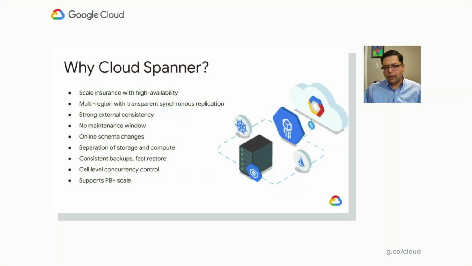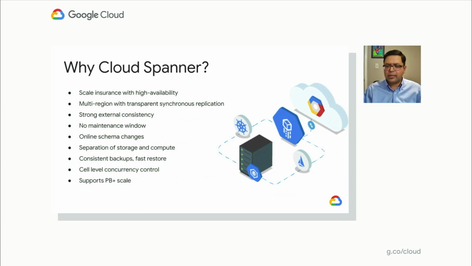So now, naturally, a question needs to be asked: Why Cloud Spanner? What is it so different in comparison to a relational database? First and foremost, as I already talked about earlier, it's scale and the scale insurance which customers get out of Spanner with high availability. In terms of scale, there is literally no limit, and you can start small and seamlessly scale. That is very important for a number of use cases, which we'll talk about in the later part of the presentation. Second, multi-region with transparent synchronous replication. We are talking about a one-click experience in setting up a global instance across multiple continents.